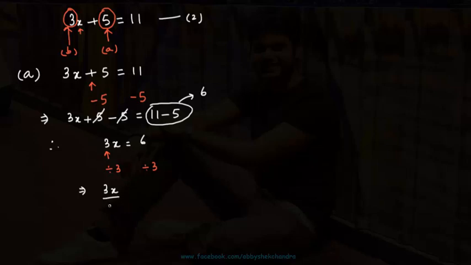3x divided by 3 equal to 6 divided by 3. 3 and 3 cancel each other out. 6 cancels with 3 2 times. Therefore, x equal to 2. So x equal to 2 is a solution of the given equation.